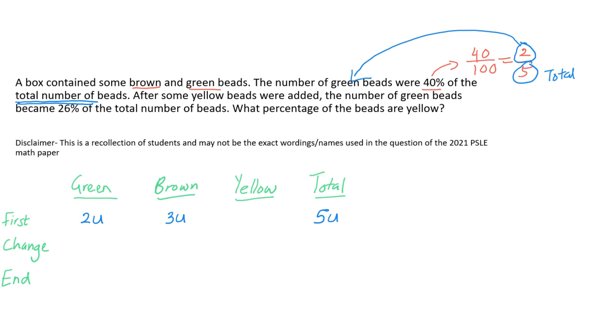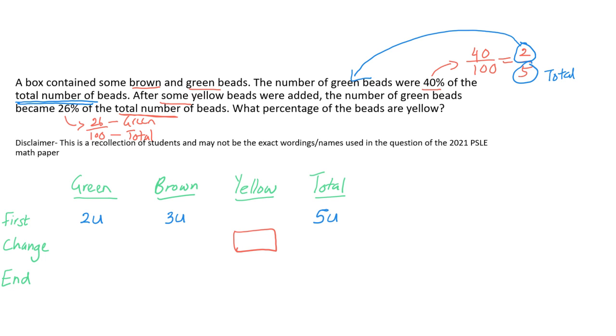It says, after some yellow beads were added. So we are not told how many yellow beads were added, but there is a change here. The number of green beads became 26% of the total number of beads. Okay, so once again, I'm going to convert this 26% to a fraction, which is 26 over 100. 26 is the number of green beads in the end, and 100 is the total number of beads in the end. So once again, I'm going to put all this information in my table.